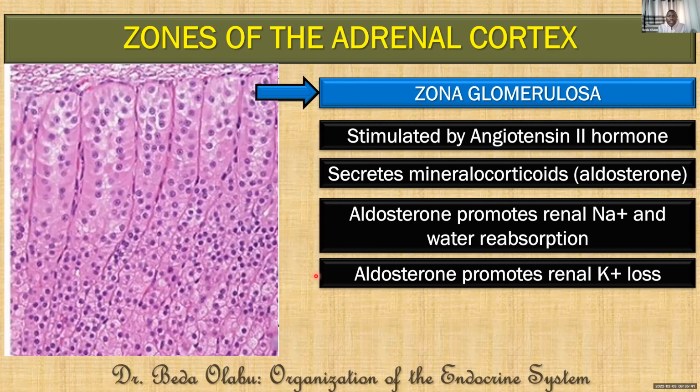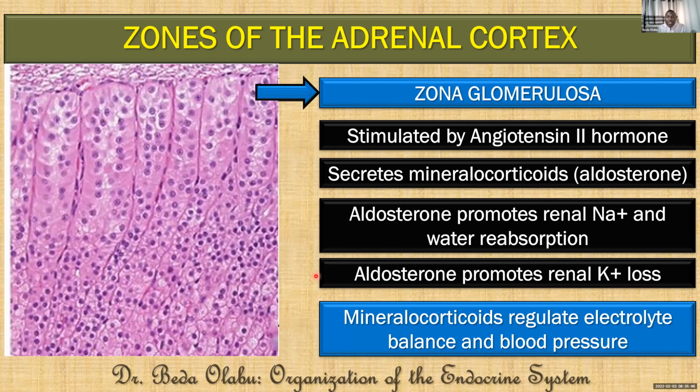Therefore, we can say that mineralocorticoids are hormones that regulate electrolytes, which means the concentration of solutes like sodium, potassium, and even just water itself. And also they regulate blood pressure. That's the role of zona glomerulosa, which means the role of the mineralocorticoids.